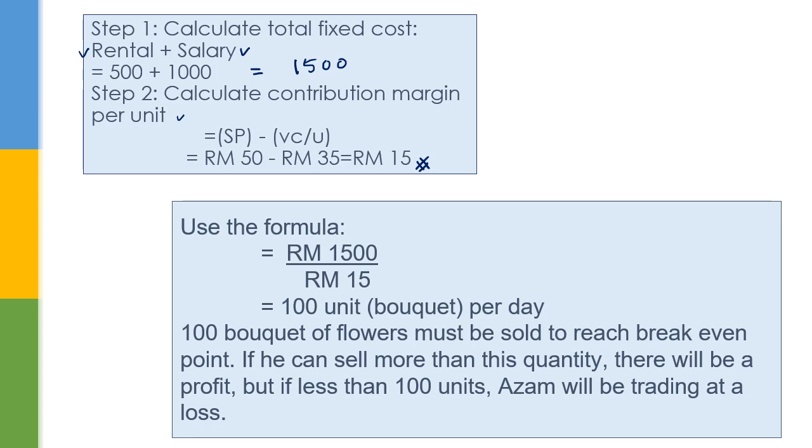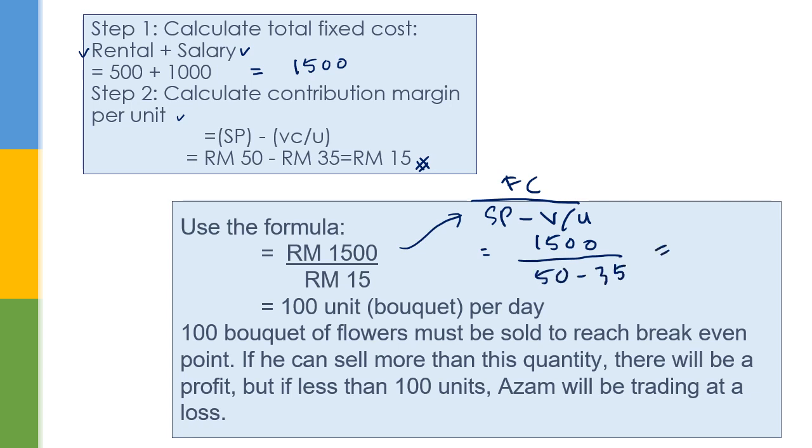So 1,500 divided by 15. How do you get this? Fixed cost divided by the contribution margin per unit. So fixed cost is 1,500 divided by the contribution margin per unit. So the answer is 100 units.